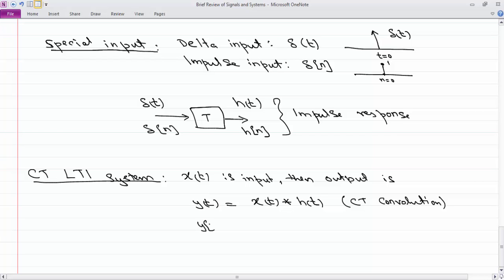And if you have a discrete input, discrete output system, then y of n is given by x of n discrete time convolution with h of n. So this is discrete time convolution. Okay. So it is the unique property of LTI systems that if you know their response to a special input, called the impulse response, it is enough to specify outputs to every possible input. And that's why we like the LTI system so much.